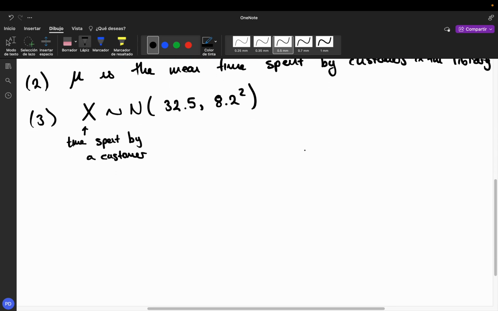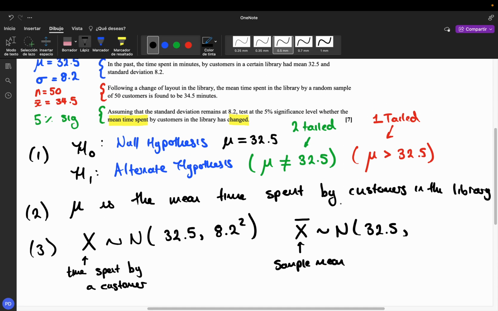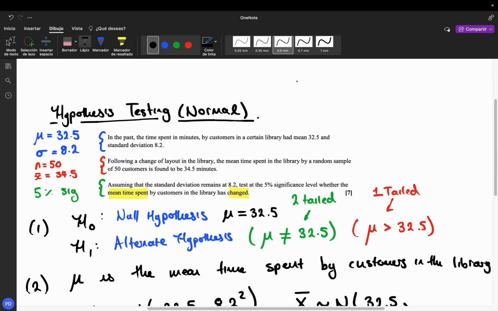Okay. Now, I also need my sample distribution. So my sample mean x bar is going to have a normal distribution with a mean of 32.5. Now, there's a formula that I will write down at the top here, right? That if we have a random variable distributed normally, mean mu, variance sigma squared, then a sample will have the same mean, still normally distributed, but with a slightly different variance, okay?